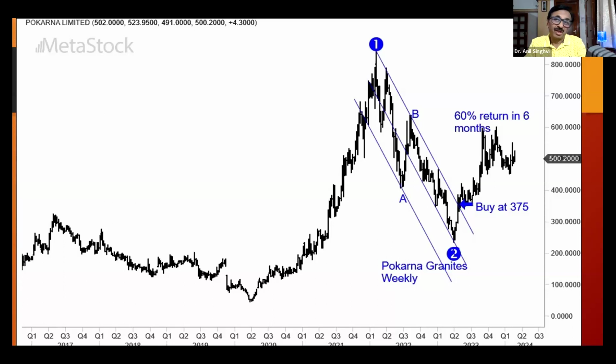So this is exactly the same thing. You'll see, a carbon copy. We'll probably watch it. If it can do 1,000 for us, it's good. Otherwise, we'll trail our stop losses on our investment positions.